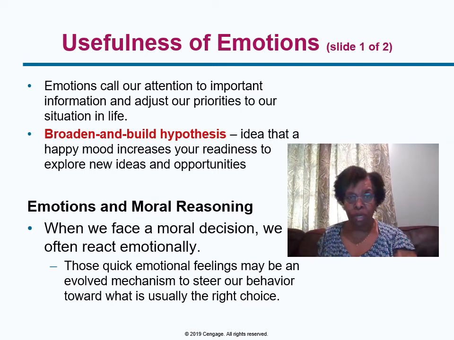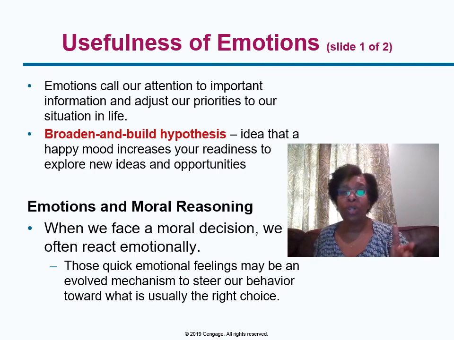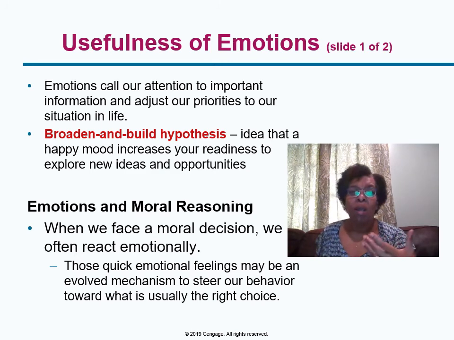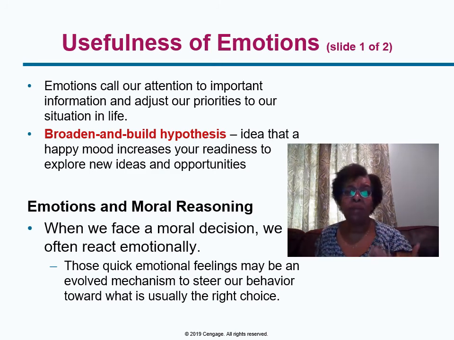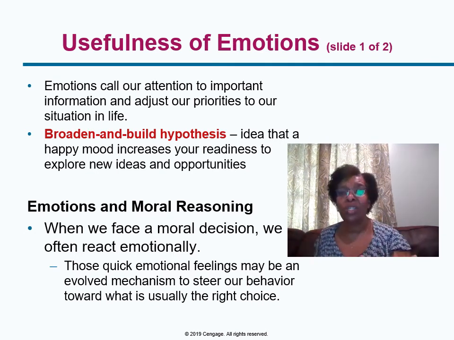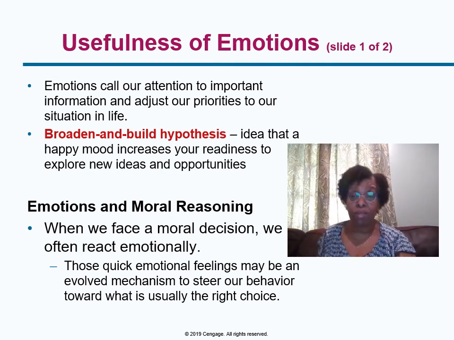Now, when people make moral decisions, they often make a quick emotional decision, and then they look for an explanation after. That emotional guidance usually works. Usually. Our emotional reactions are generally quick, able to guide us to making a decision that's usually going to be right. Not always, but usually.